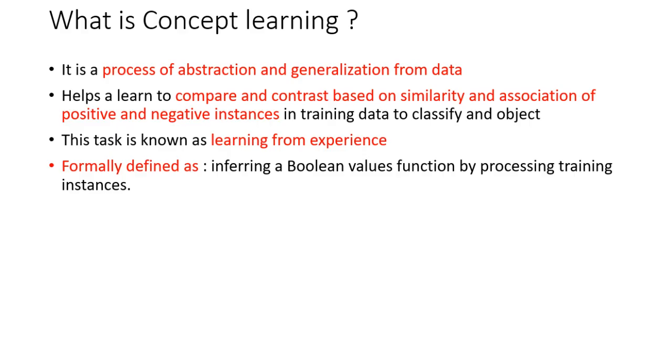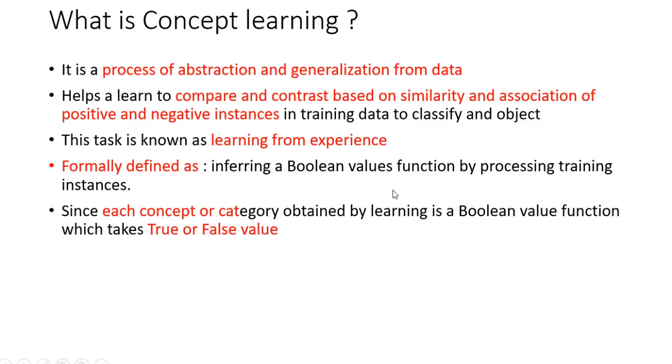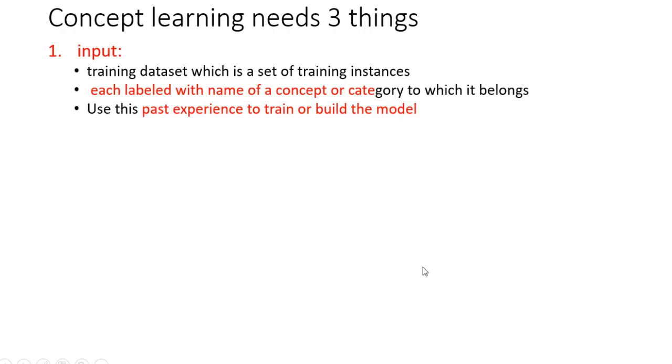Whenever you have decision making, you will have Boolean values, yes or no, or true or false. So formally you will be inferring some Boolean values. So the color, is it red? Yes. Color, is it yellow? No. So like this you make some inference on Boolean values. So basically each concept or category is obtained by learning using a Boolean value function which can take a value true or false. So let's take what are the three important things that's needed for concept learning.